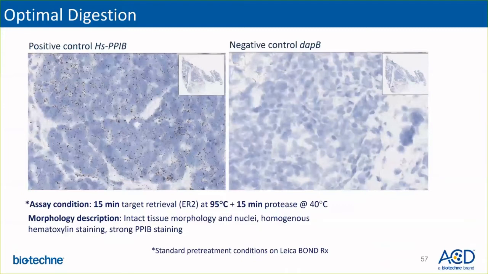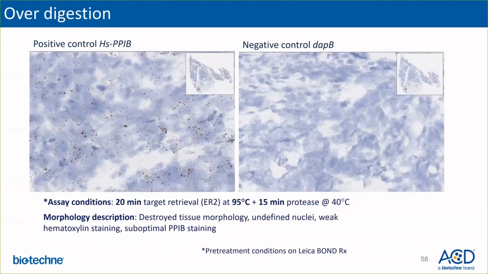On this slide, we see optimal digestion with a tissue fixed with our recommended protocol and then treated with standard conditions. PPIB staining is strong while the DapB negative control is clean. Tissue morphology is intact and hematoxylin staining is homogeneous. Note that this assay was run on the Leica Bond RX platform, so the pre-treatment conditions shown are with regards to running this on an automated platform. These are standard conditions on the Bond RX.